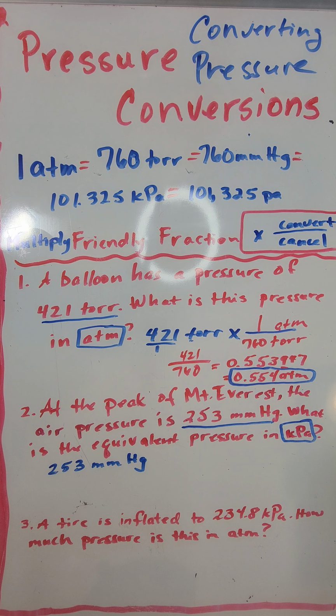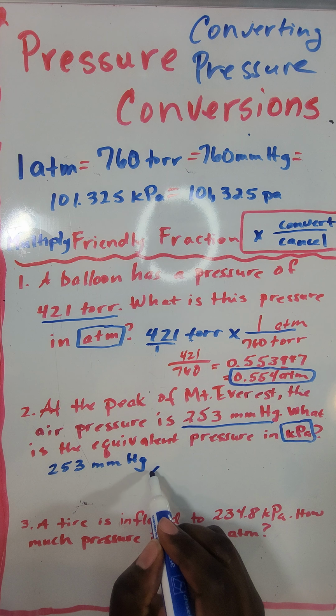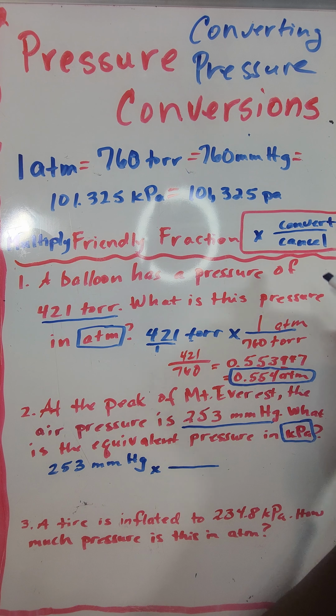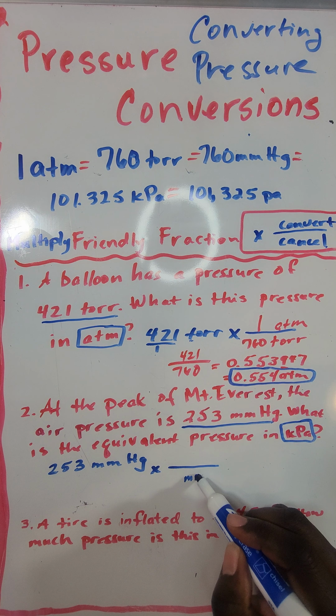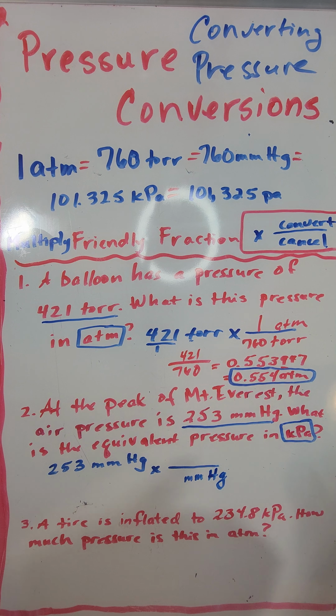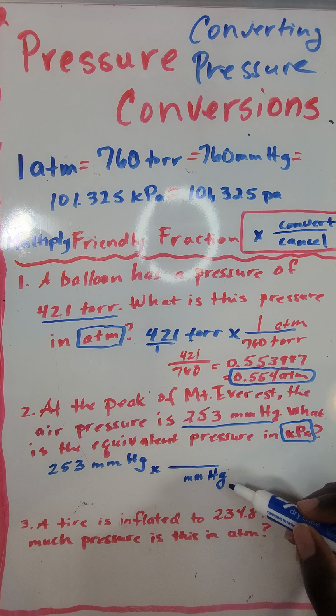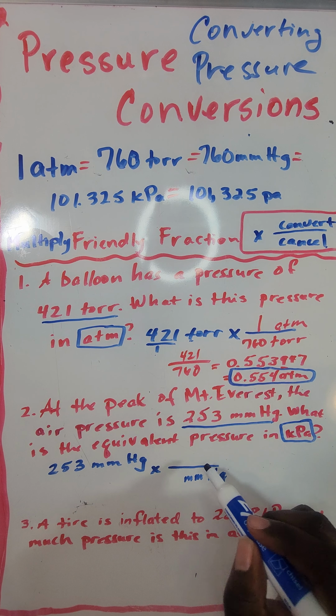Now we know because we're going to convert, we're going to multiply by a friendly fraction. We're going to cancel on the bottom. So we're going to take the old unit, cancel on the bottom, which is the millimeters of mercury, and we're going to convert on the top, and we are converting to kPa.